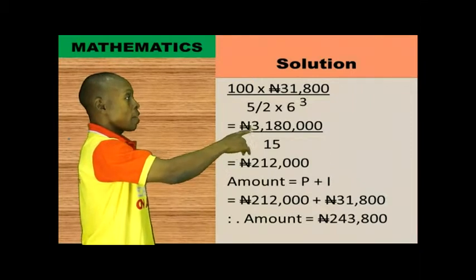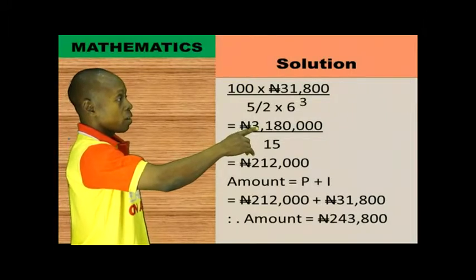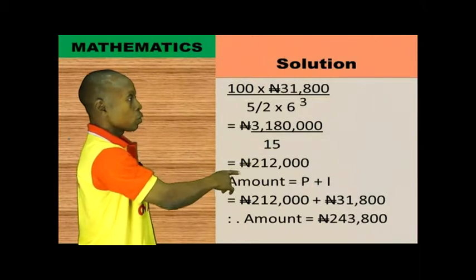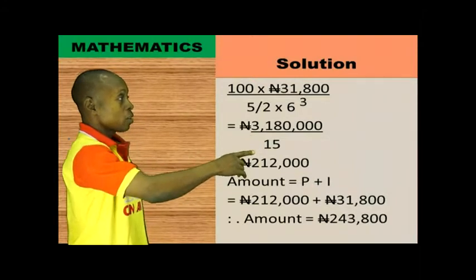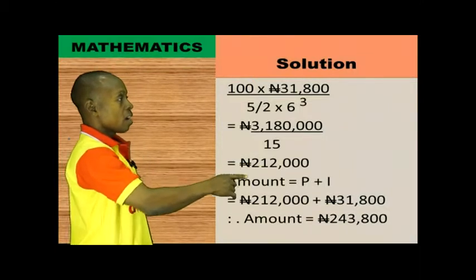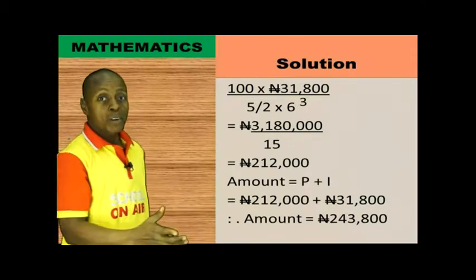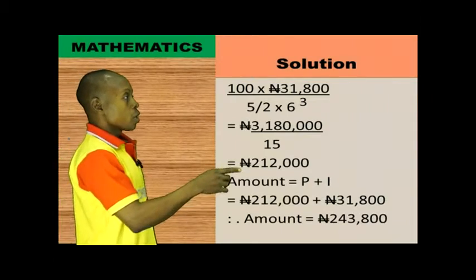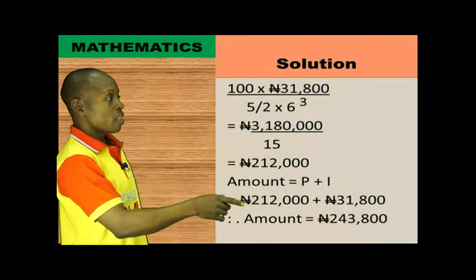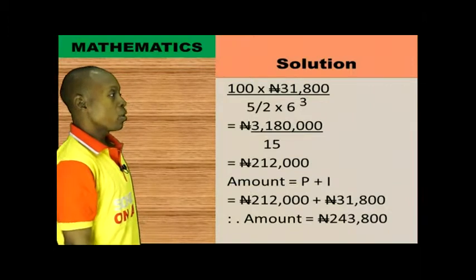And I also said that after multiplying the numerator, we have 3,180,000 naira, divided by the denominator, which is 5 multiplied by 3, which is 15. So by the time you divide 3,180,000 by 15, you will have 212,000 naira as a principal. So now, don't forget, we are looking for the amount. As I said earlier on, amount is equal to principal plus interest. So we've gotten the principal now to be 212,000, and we already have the interest, which is 31,800 naira.